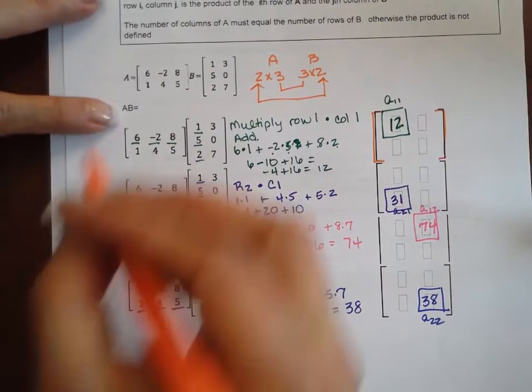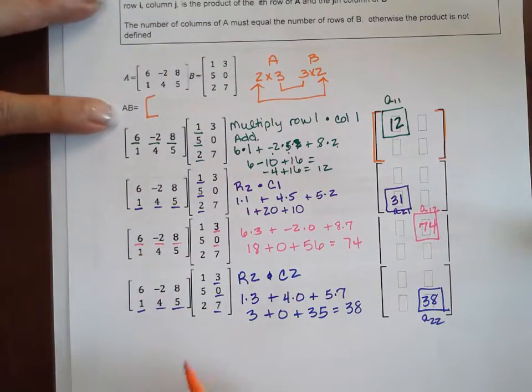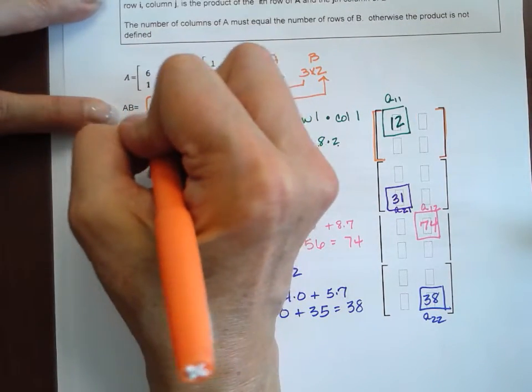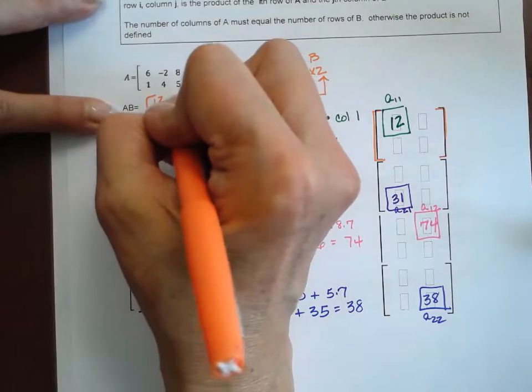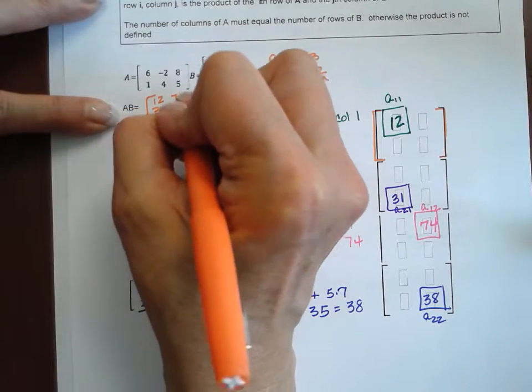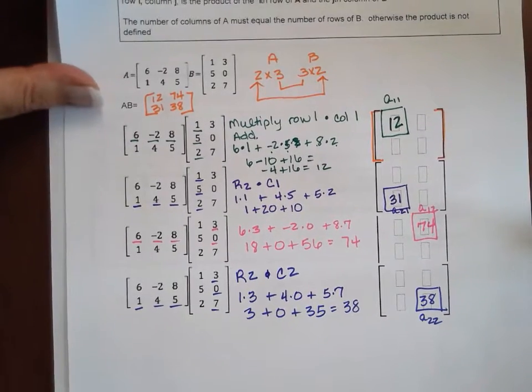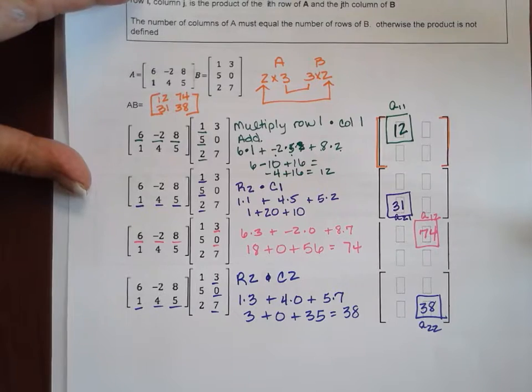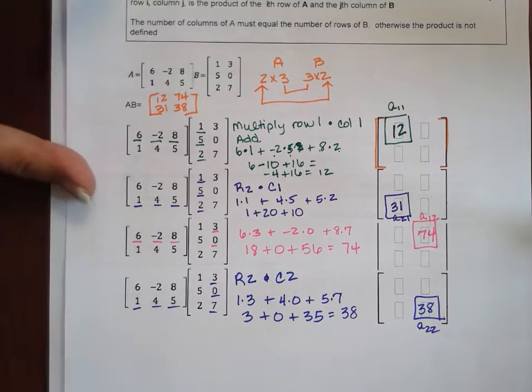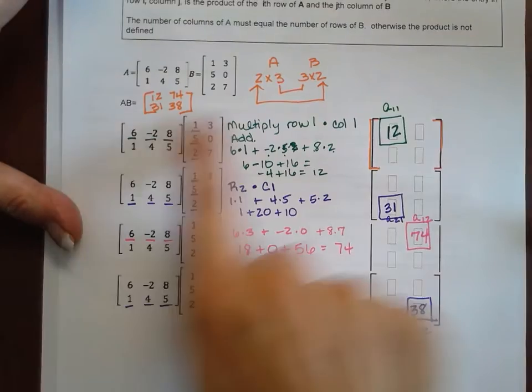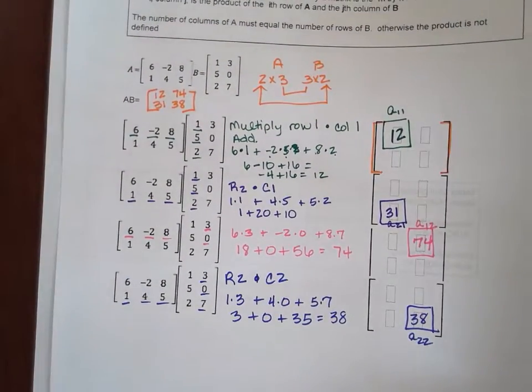So multiplying A and B, my final resulting product would be 12, 31, 74, and 38. Easy peasy? Not really. It's not a faster way of doing this in the calculator. But faster way by hand? No.